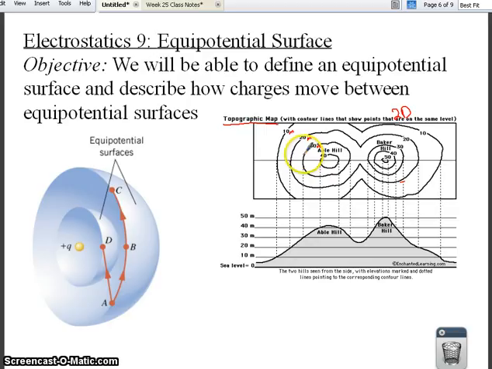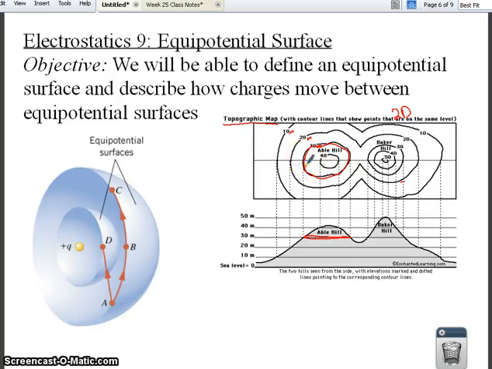If you look at this 30-meter line, this whole line going all the way across is representative of this ring going around the mountain right here. Everywhere on this line is 30 meters. So it's kind of like equidistant. Everywhere on this line is the same distance above sea level.